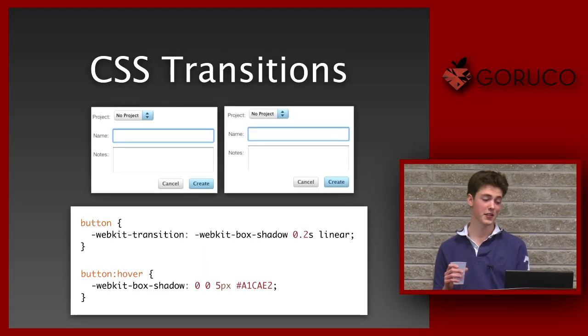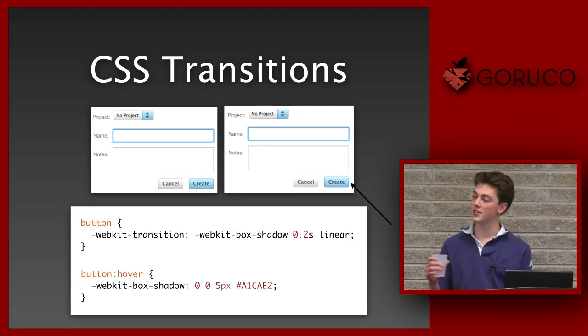CSS transitions. These are pretty cool, just for adding the odd effect to make your app feel a little more tangible. It's difficult to see in this example, but when you hover over the Create button, we add this blue shadow. And because there's a transition on that blue shadow, it slowly fades out, rather than just appearing. And I believe that Firefox has now got CSS transition support in trunk.